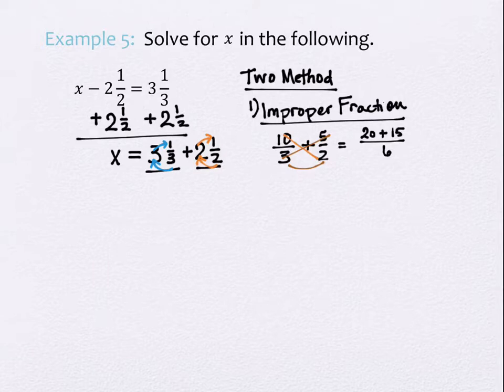And then I need to simplify. So 20 and 15 would be 35. So I have 35 over 6. Now, I said something earlier about the fact that if it doesn't tell you it's a bad way to write the answer, you're good to leave it that way. Well, here's a caveat to that.